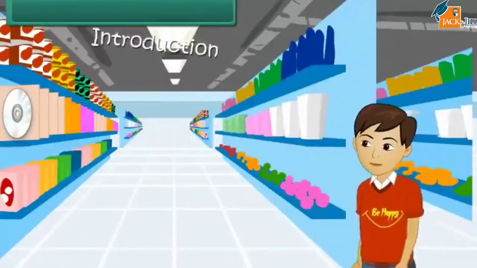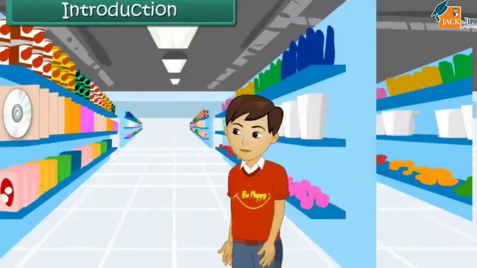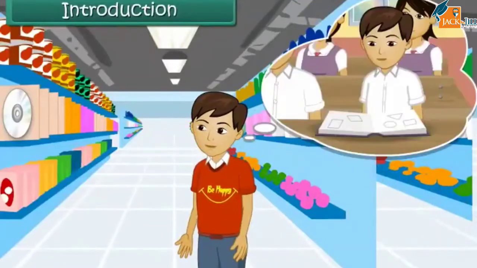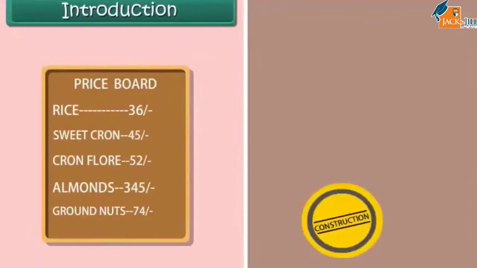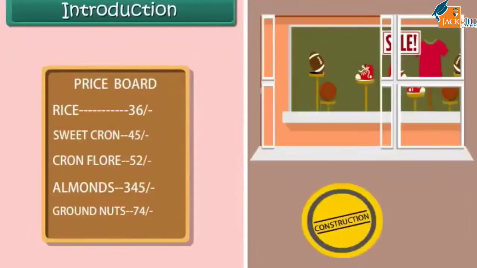Introduction. John was at a shopping mall. Today at school he had learnt about various shapes. He looked around and saw various shapes in the objects around him. Let us look what he saw. He saw a rectangle billboard, a circle logo, and a rectangle window. Come, let's learn more about shape.